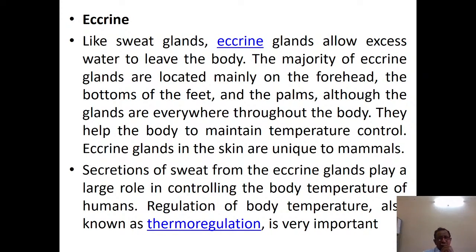Now, eccrine type of sweat glands. Like sweat glands, these eccrine glands allow excess water to leave the body. The majority of the eccrine glands are located mainly on the forehead, the bottoms of the feet and the palms, although the glands are everywhere throughout the body. They help the body to maintain temperature, and eccrine glands in the skin are unique to mammals. Secretion of sweat from the eccrine glands plays a large role in controlling the body temperature of humans. Regulation of body temperature is also known as thermoregulation, which is very important.